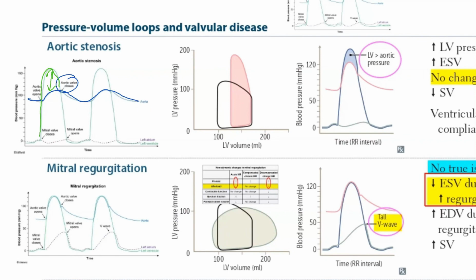What is the next important point in aortic stenosis? Increased end systolic volume. Why? See this picture. Because there is a stenosis in the aorta, the left ventricle will have to put more pressure. It means it needs more work, but it cannot put all of the blood out of the left ventricle. Some of the blood will be left after systole. It means end systolic volume will increase, like in this. Is that clear?